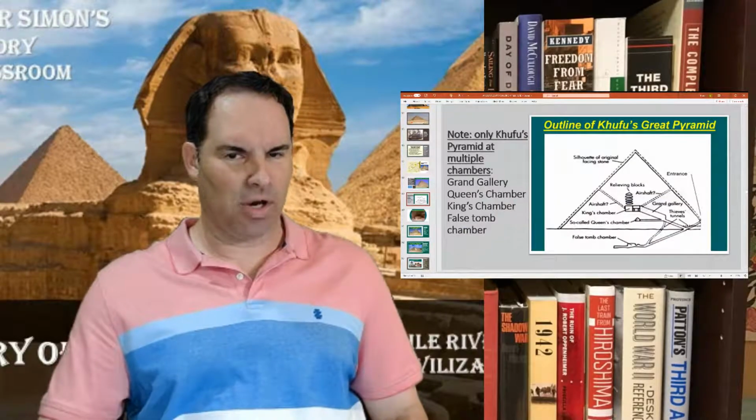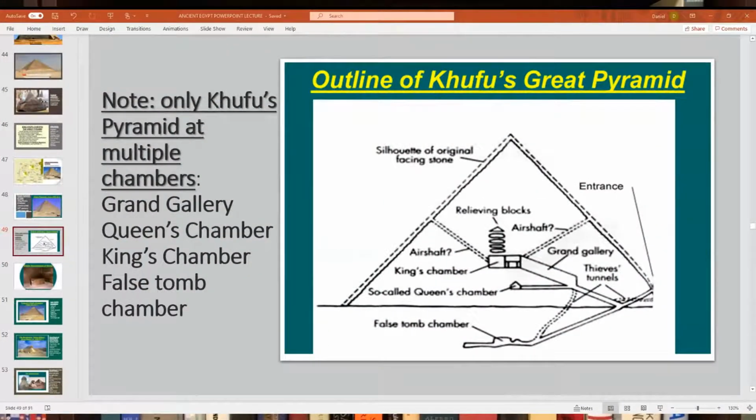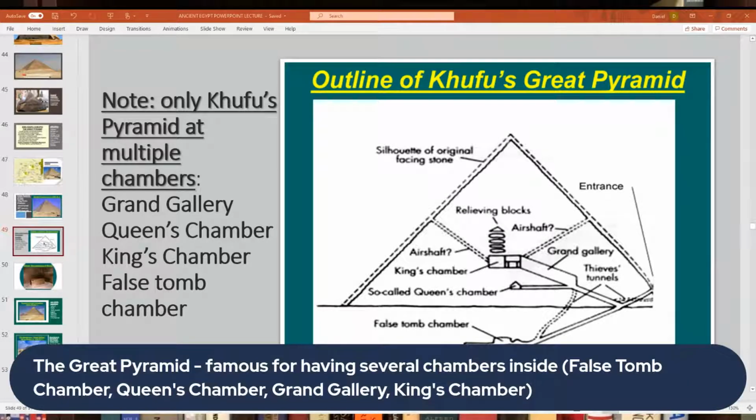But let me go ahead and also talk about the inside of the Great Pyramid, because that's also well known: it's got a lot of different chambers on the inside. I'll put them on the screen for you, but there are at least four. The false tomb chamber, which some people call the subterranean chamber, the Queen's chamber, and the Grand Gallery, of course, running up to the King's chamber as well.